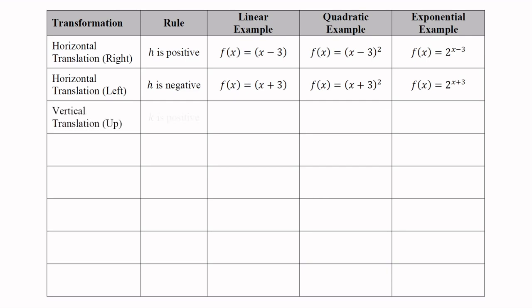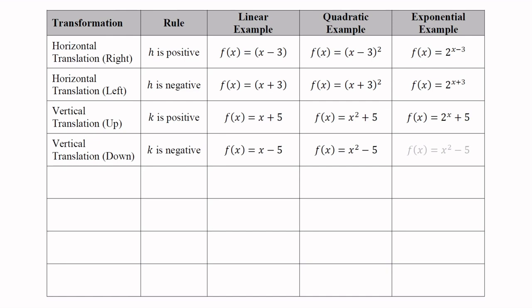A vertical translation up is when k is positive. So in all three cases, you're going to stick some positive number on the end of your function. Same thing with a vertical translation down. You're going to subtract some value on the end of your function.